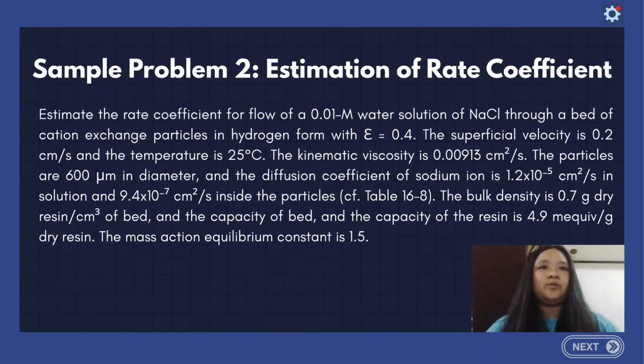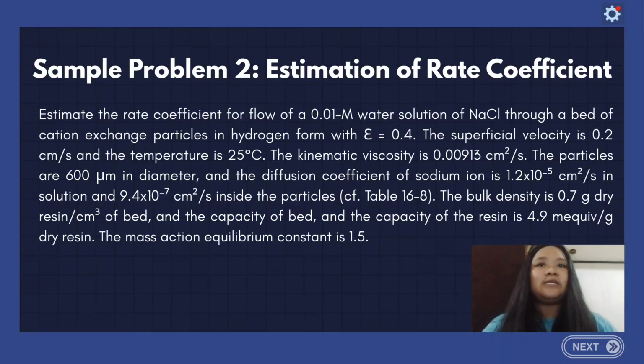Sample problem 2. Estimation of rate coefficient. Estimate the rate coefficient for flow of a 0.01 molar water solution of NaCl through a bed of cation exchange particles in hydrogen form with bed porosity of 0.4. The superficial velocity is 0.2 cm per second and the temperature is 25 degrees Celsius. The kinematic viscosity is 0.00913 cm squared per second.